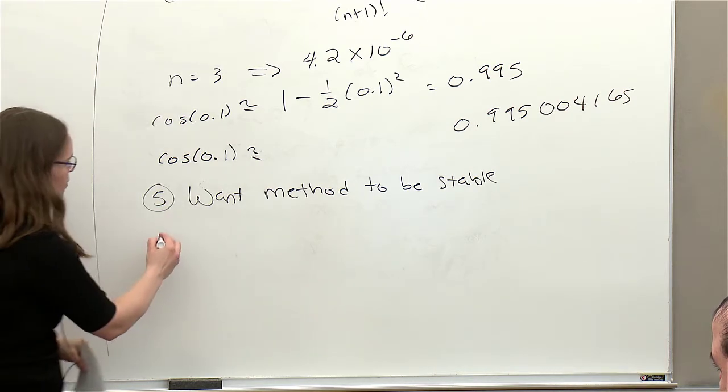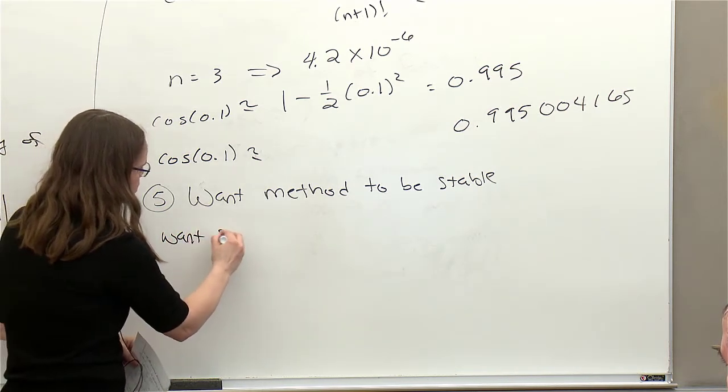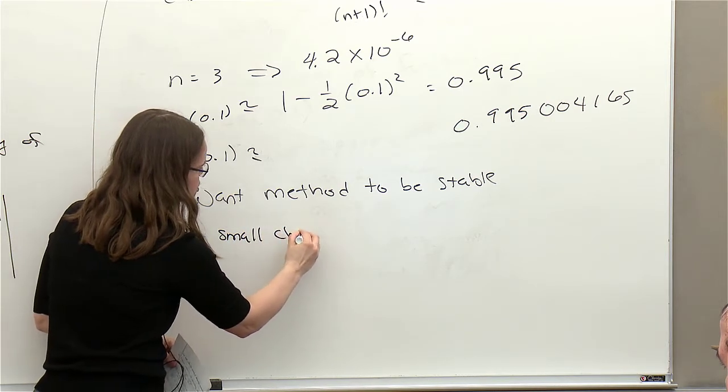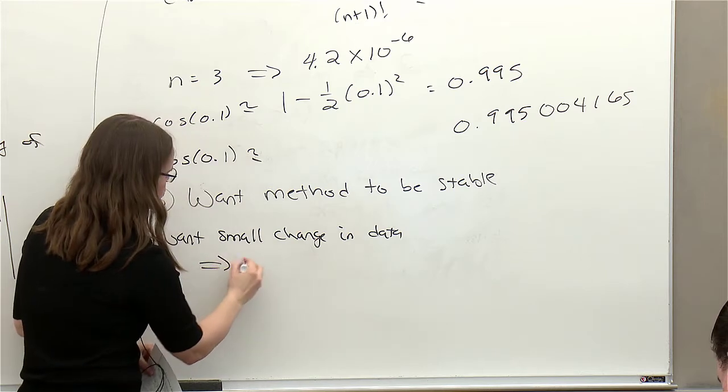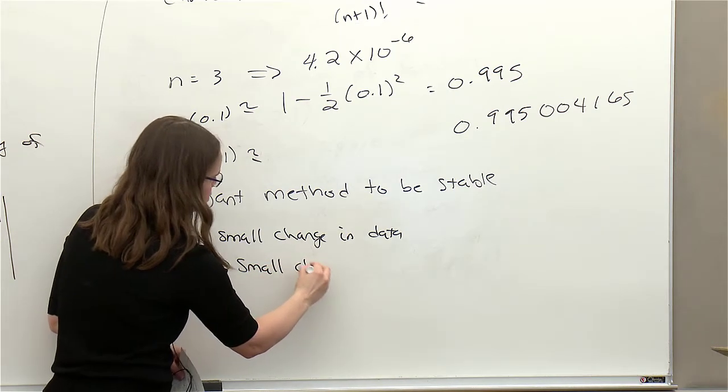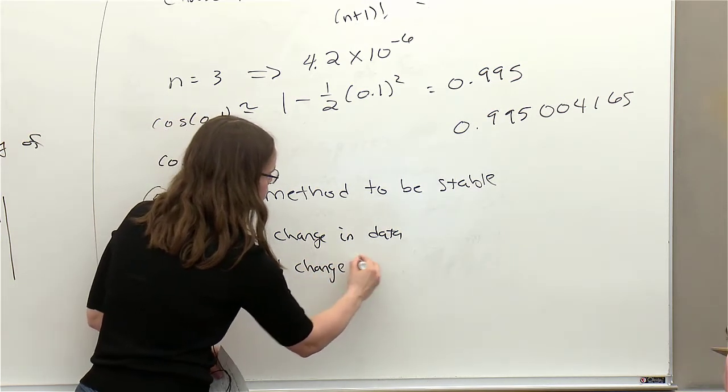So just like the problem, we want small changes in data to imply small changes in the solution or in the approximate solution.